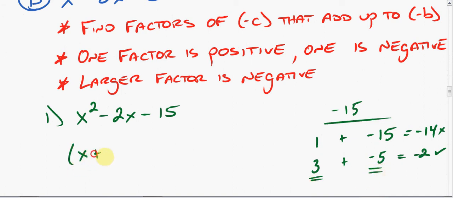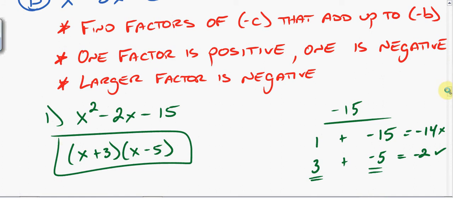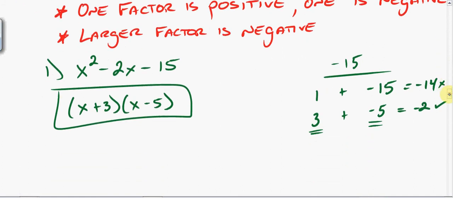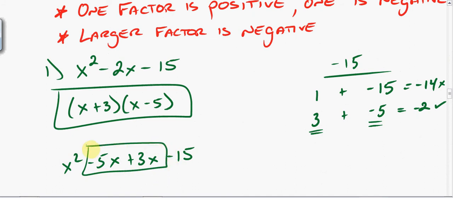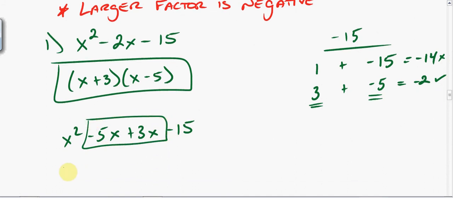Since 3 is positive, we have an x plus 3. Since 5 is negative, we have an x minus 5. There's our solution. We'll do a quick FOIL to check. So x times x gives us x squared. X times -5 is -5x. 3 times x is positive 3x. And 3 times -5 is -15. Again, we will combine our like terms and get x squared minus 2x minus, not plus, but minus 15.